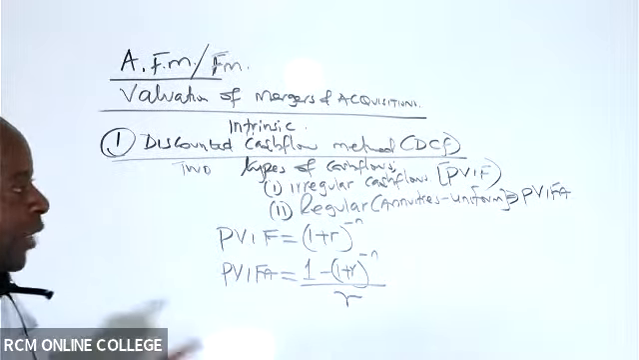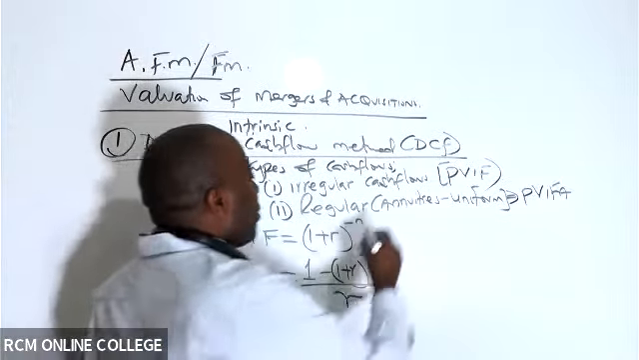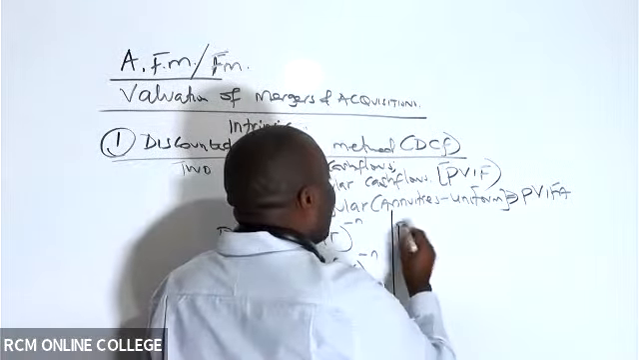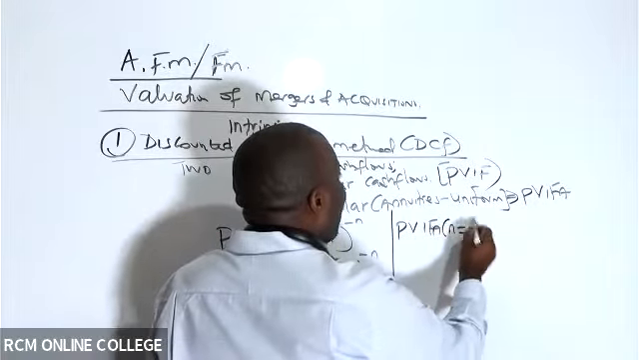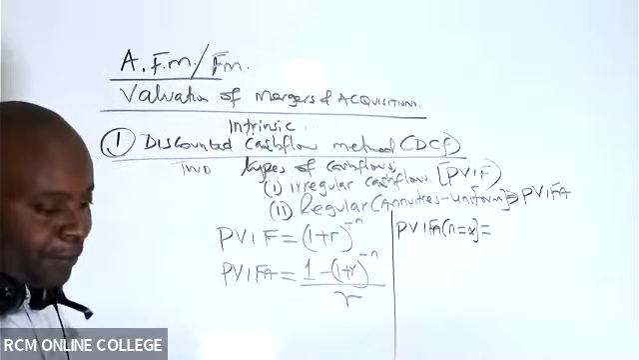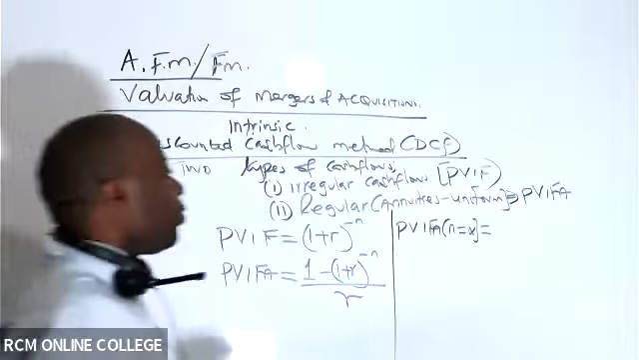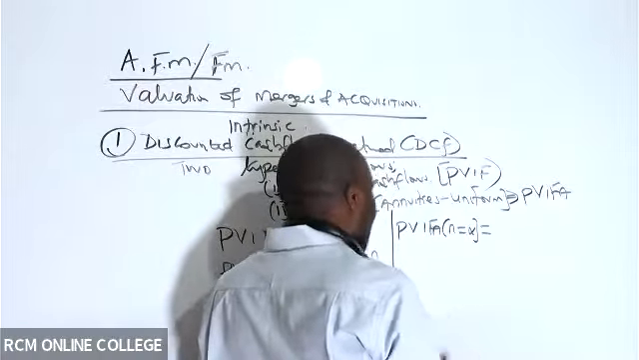And then it cannot go without us mentioning something very important. What about a situation where we want to get PVFA, but this time n is infinity? When n is infinity, my good students, of course, that is perpetuity, without an end in sight.